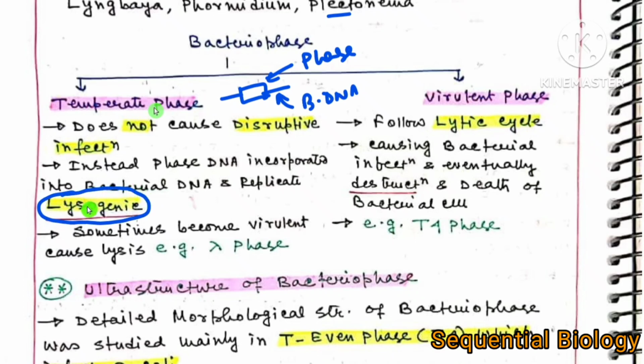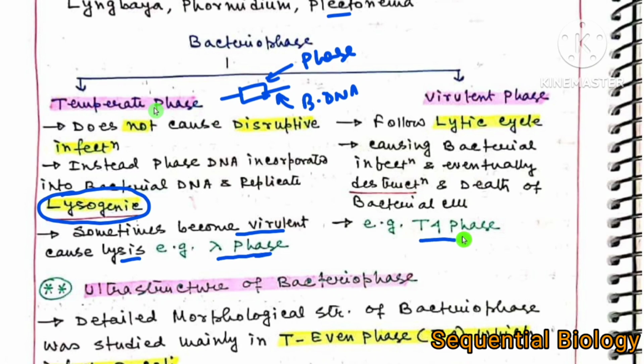Though temperate phages show a lysogenic pattern in their life cycle, sometimes they also become virulent. Sometimes they can rupture the bacterial cell and cause lysis of the bacterial cell. An example of this temperate phage is lambda phage. The virulent phage follows the lytic cycle. They rupture the bacterial cell, and for this reason their life cycle pattern is the lytic cycle, causing bacterial infection and eventually destruction and death of the bacterial cell.